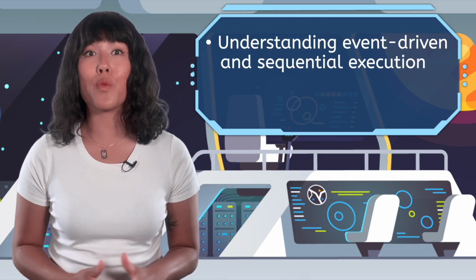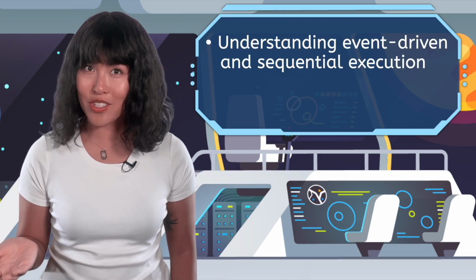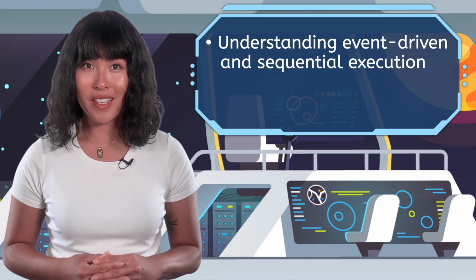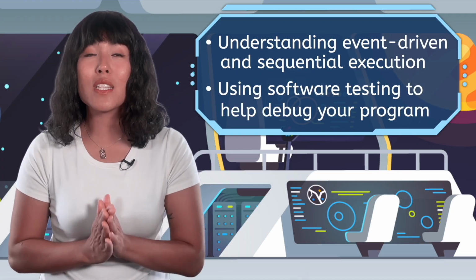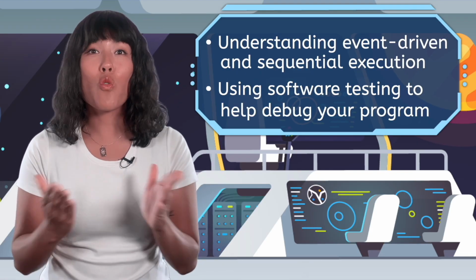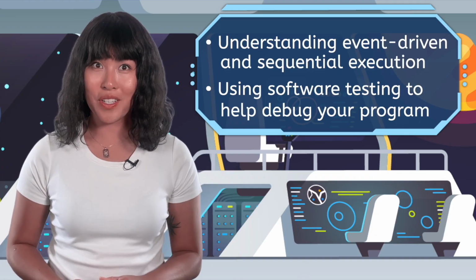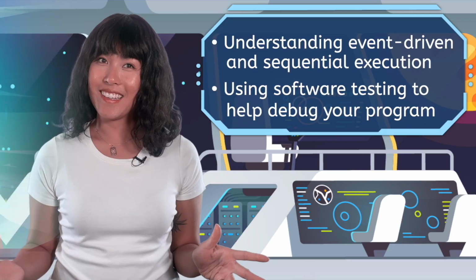So, during this lesson, we will learn the differences between event-driven execution of code and sequential execution of code. We will also take a look at ways we can test our code in order to help us do something called debug our code. Are you ready to fly?